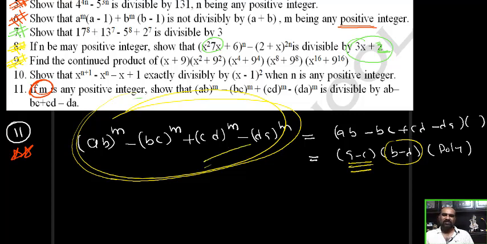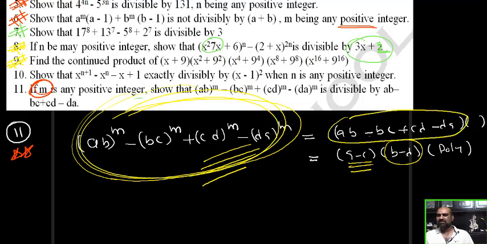Actually, we want to prove that this is divisible by this. What is the meaning of that? This is equal to this into something. Something means some expression in a, b, c, d. If a, b, c, d are taken as integers, some integer. Now we have taken them as variables, so some polynomial. So I can rewrite this one as (a - c) into (b - d).